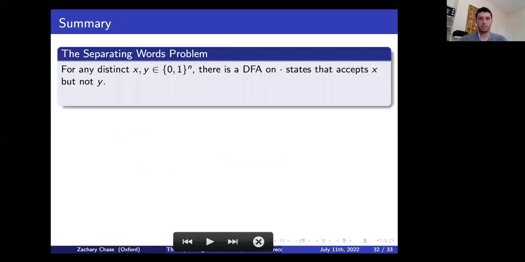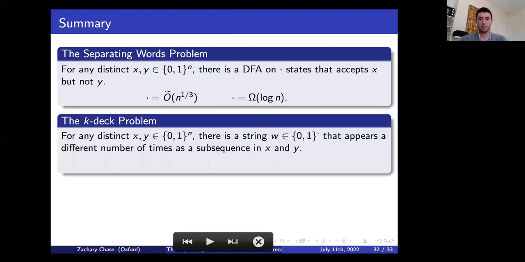Okay, so to summarize, for any distinct x and y in {0,1}^n, there's a DFA on some number of states that accepts x but not y. The upper bound is n to the 1/3, the lower bound is log n, so a big gap.